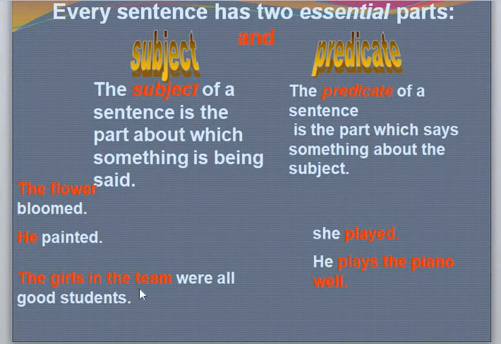"The girls in the team were all good students." So "the girls in the team" is the subject, and "were all good students" is the predicate. "He plays the piano well." Here you can say "plays the piano well" is the predicate in this sentence. I hope the sentence is pretty clear in your mind now.